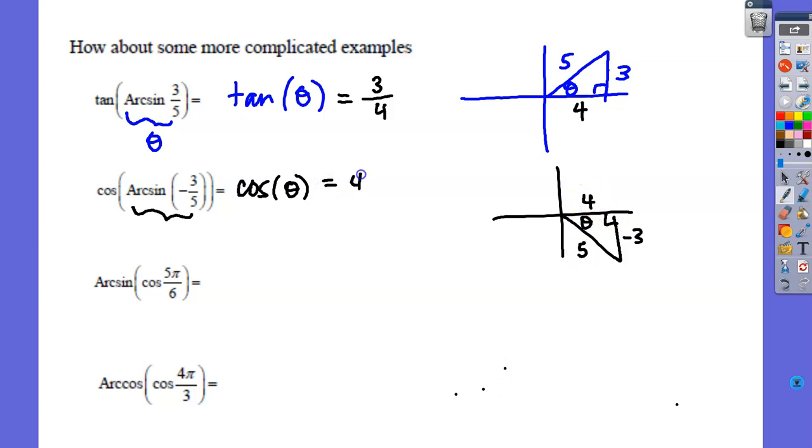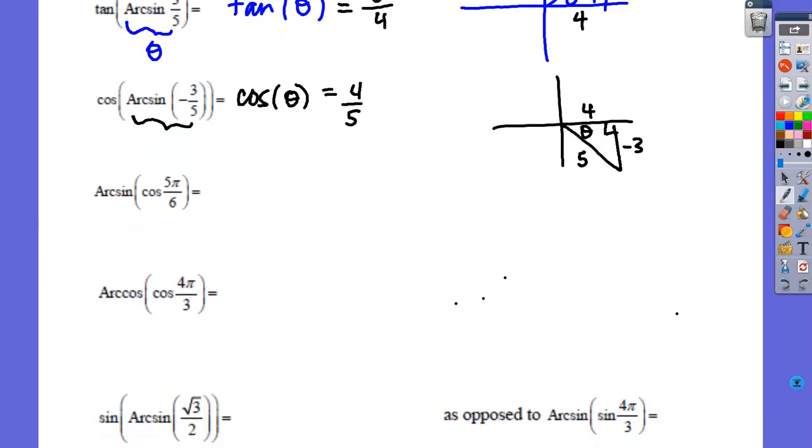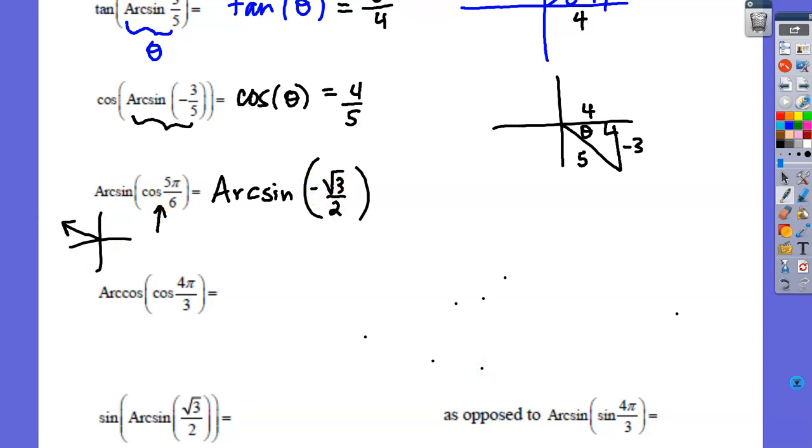Adjacent over hypotenuse, 4/5. Okay. Now we're going to mix it up. This time, I put the inverse trig function on the outside. So let's look and see how this is different. Well, this time this is not giving me an angle. This I can do. I actually know the cos of 5 pi over 6. So the first thing I'm going to do is find the cos of 5 pi over 6. Cos of 5 pi over 6 is in the second quadrant. It's a pi over 6 reference angle, which means the x is larger. So root 3 over 2. And don't forget, it's negative there.